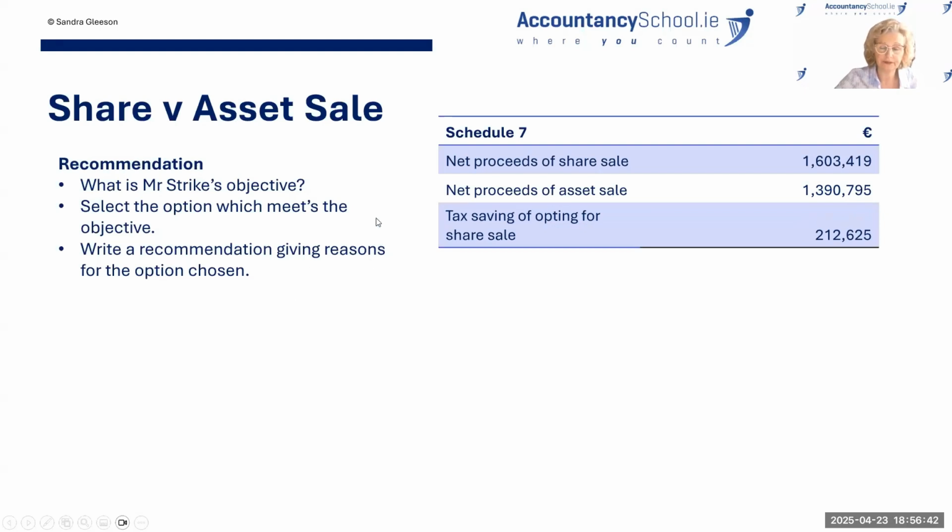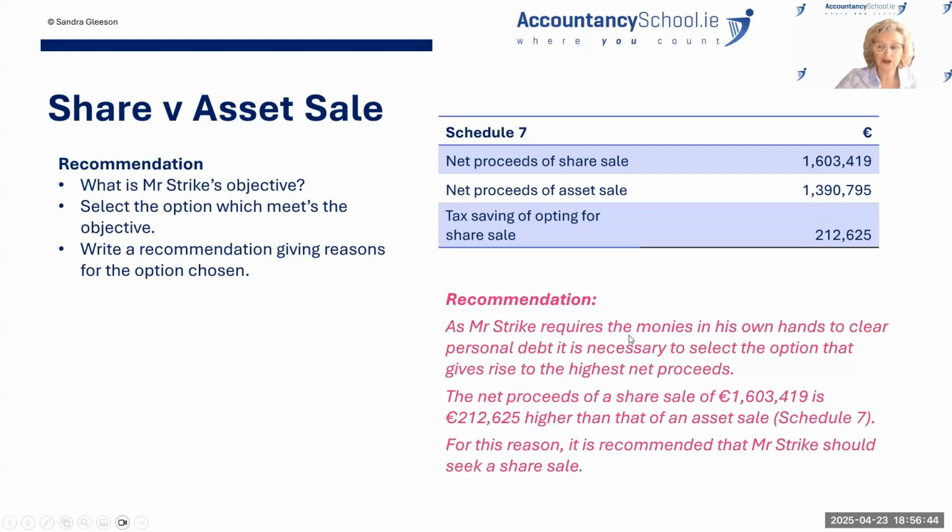What's our recommendation? As Mr. Strike requires the money in his own hands to clear personal debt, I simply lifted that objective from the question in the exam. Because that is his objective, it's necessary to select the option that gives him the highest net proceeds. Here's my English words for what I've just shown you in that table. The net proceeds of a share sale is 1603, and that's 212,625 higher than that of an asset sale. Therefore, Mr. Strike should seek a share sale.